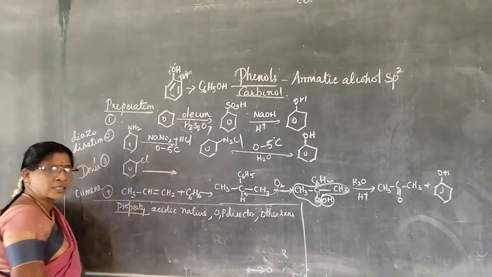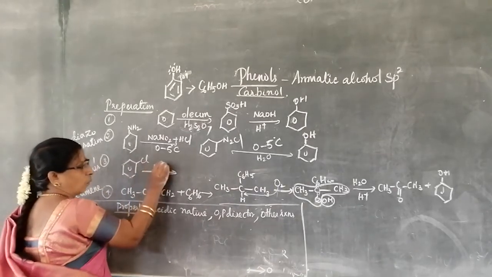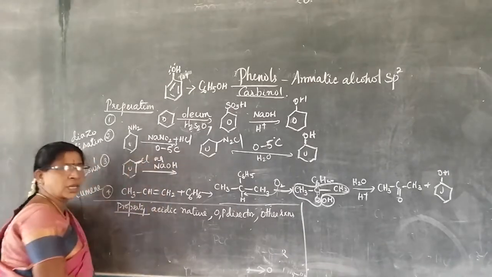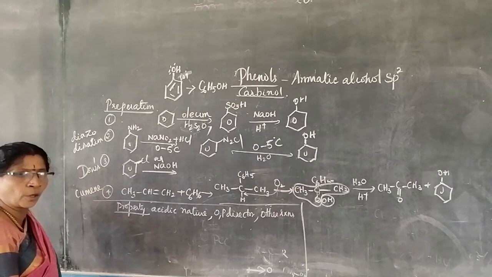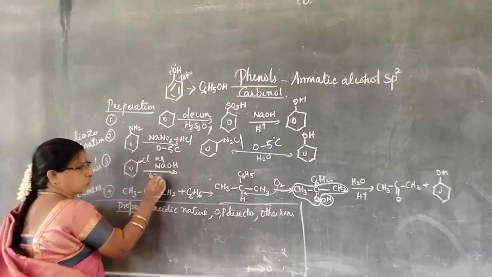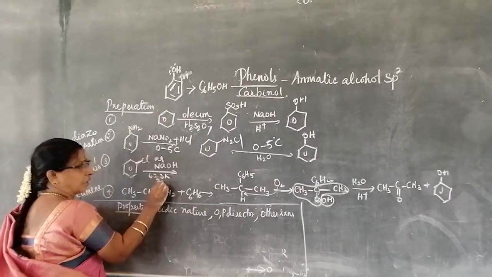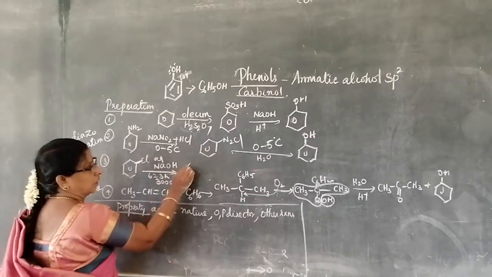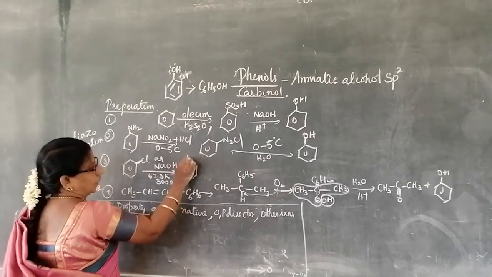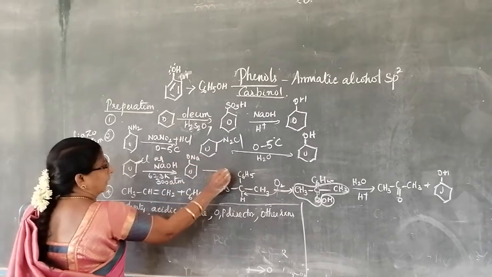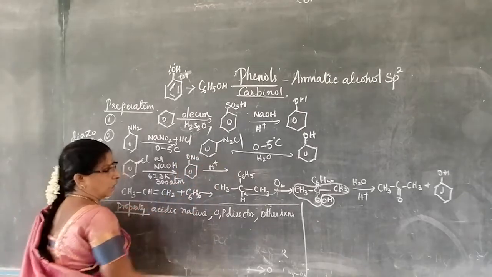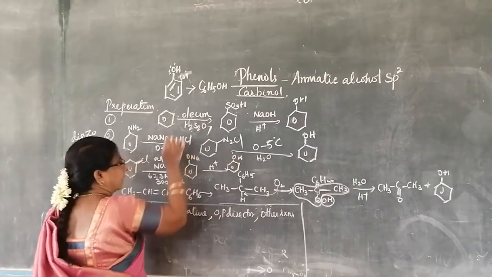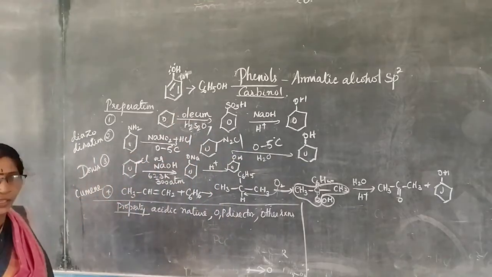Chlorobenzene, when it is treated with aqueous NaOH, but you know here it is a partial double bond. This bond cannot be cleaved easily. So 623 Kelvin and 300 atmospheric pressure you have to use. Very drastic condition. You will get sodium phenoxide. Then when treated with H+, it will give phenol. So we have learned all the 4 methods of preparation of phenol.